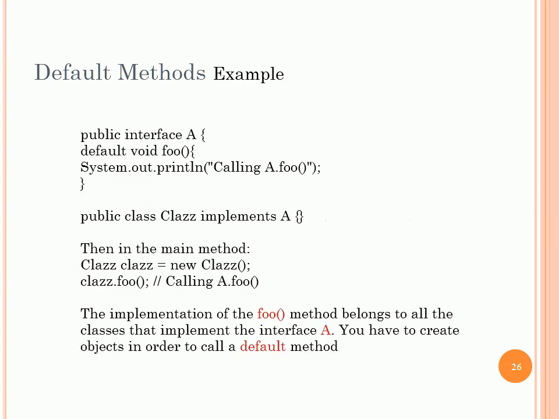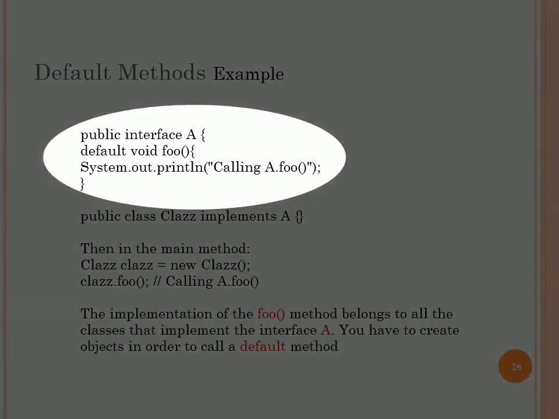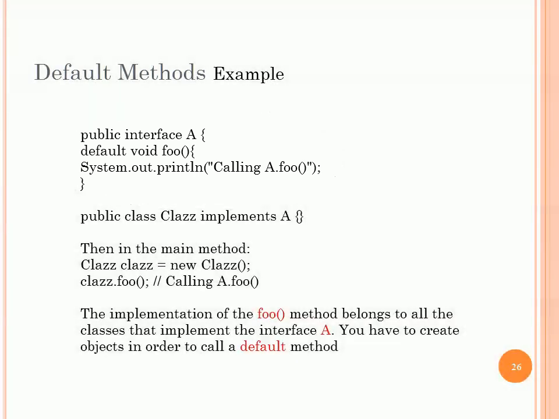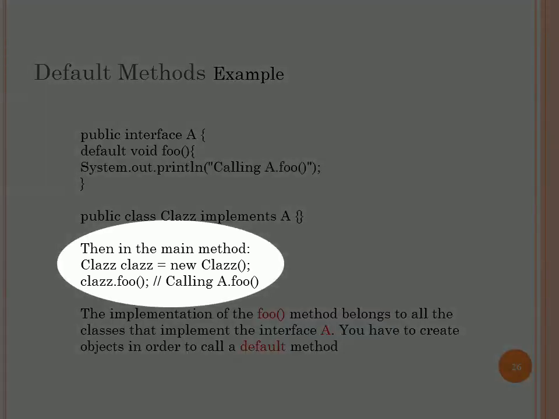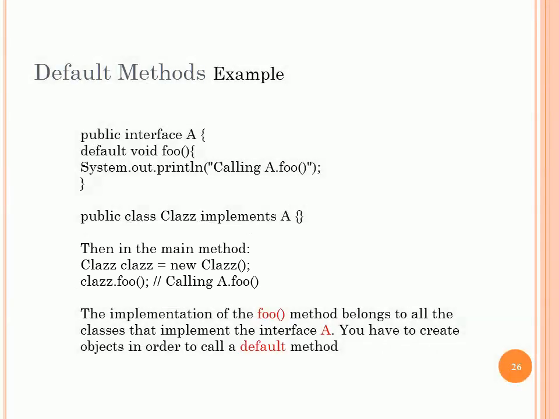Let's see this example of a default method. Now we are creating an interface called A, in which it has one default method called foo. It will be printing a message. Now we are creating a class called class that will implement this interface. In this case, we are not adding anything to this class. In the main, we will be creating an object of type class, and then we will be calling the default function. It will be printing the message.